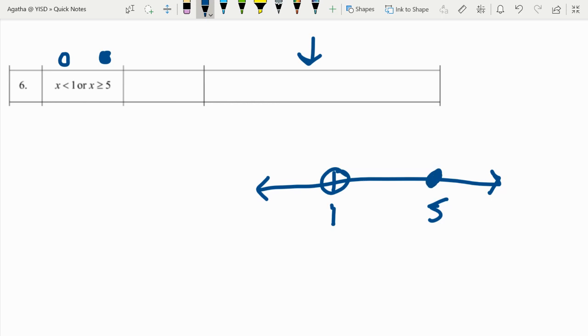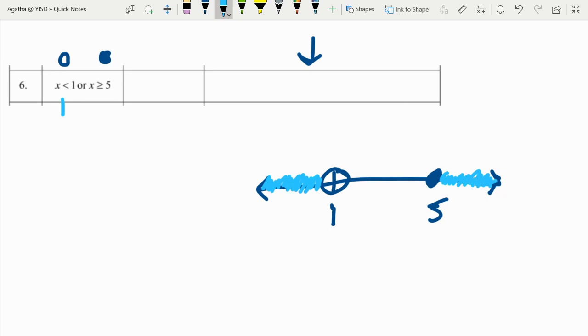Now I have to look at where I'm going to be shading. The first one, right here, says x is less than 1. That means all of my x values are going to be less than 1, which means it has to be on the left side. So it's going to be everything over here. The other one says x is greater than or equal to 5, so that means it's everything bigger than 5 or equal to 5. So that's going to be everything over here, including the 5 that I already have there.